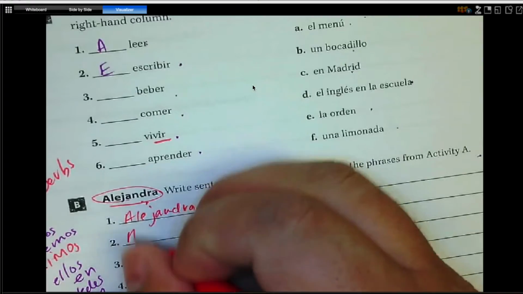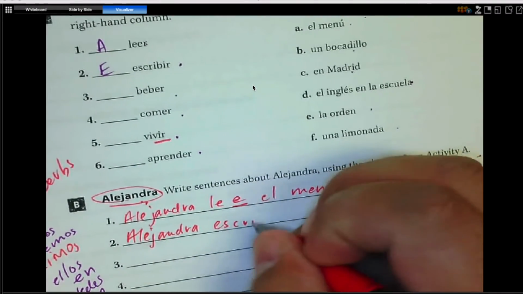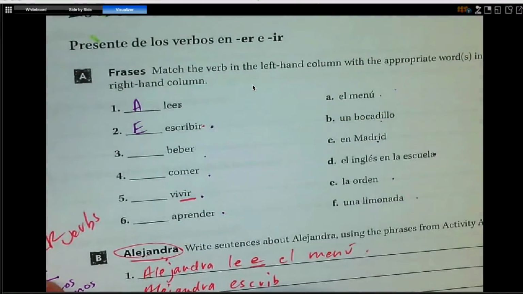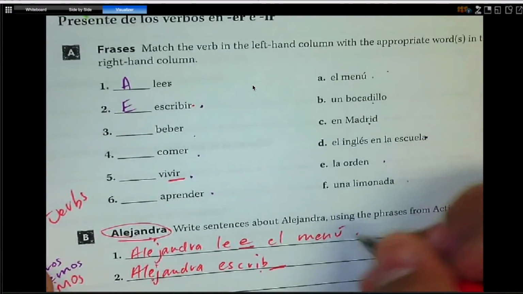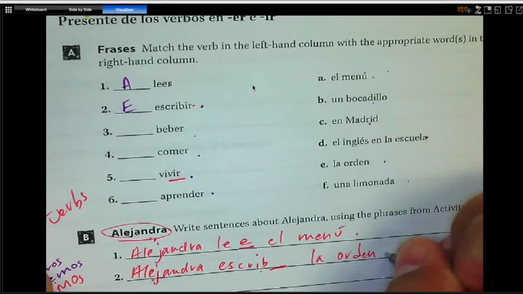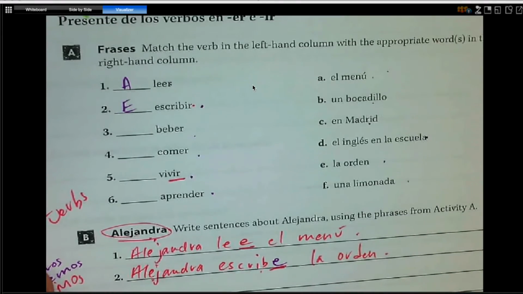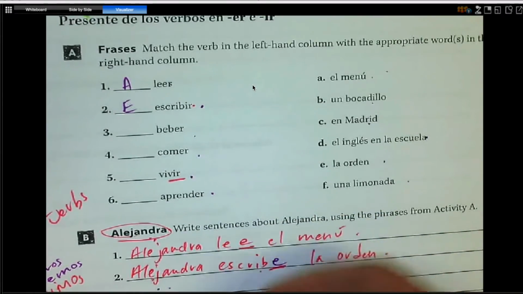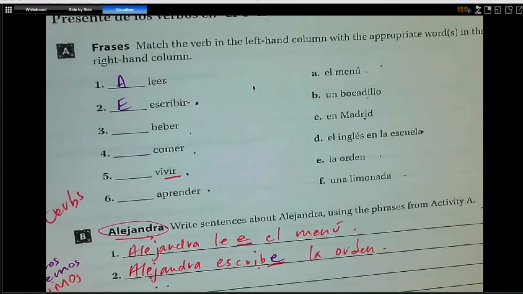Number 2, Alejandra, all right? And our verb is escribir, right? So if you don't know where I'm getting that, see, so number 2 is escribir. So we made a sentence down here for Alejandra, escribe, and then we said la orden, right? So Alejandra escribe la orden. Okay, so that takes care of B. So you do the same thing for 3, 4, all the way to 6. You'll use Alejandra as the subject, and then you write the rest of the sentence. Just pause and finish 3 through 6.